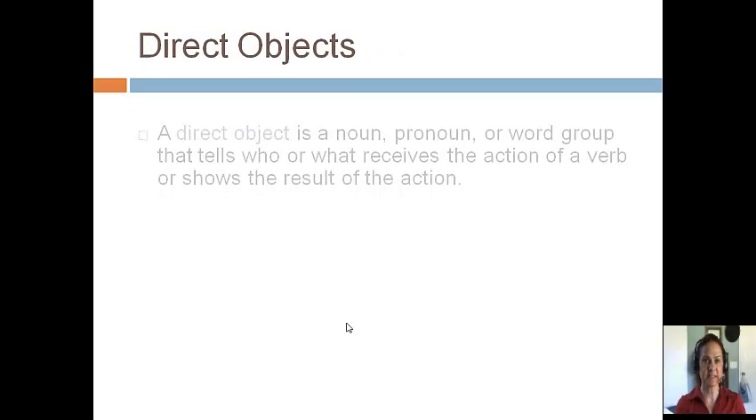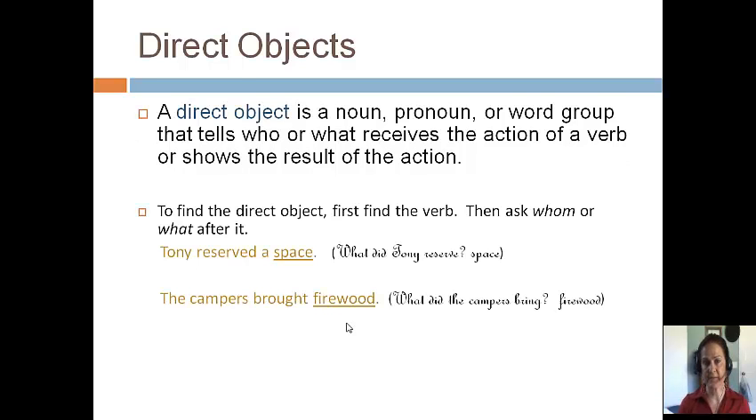Our direct object is a noun, pronoun, or a word group that tells who or what receives the action of a verb or shows the result of the action. To find a direct object, you first find the verb and then you ask whom or what after it. Tony reserved a space. Reserved what? A space. So space is our direct object. The campers brought firewood. Brought what? Firewood. So firewood would be our direct object. Jennifer kicked Jason. Who did she kick? Jason. So Jason would be our direct object.